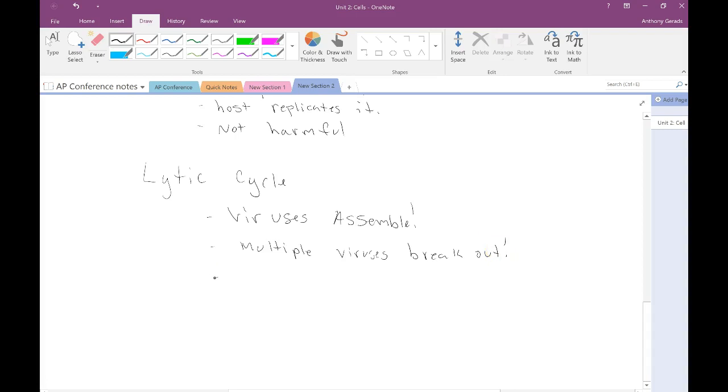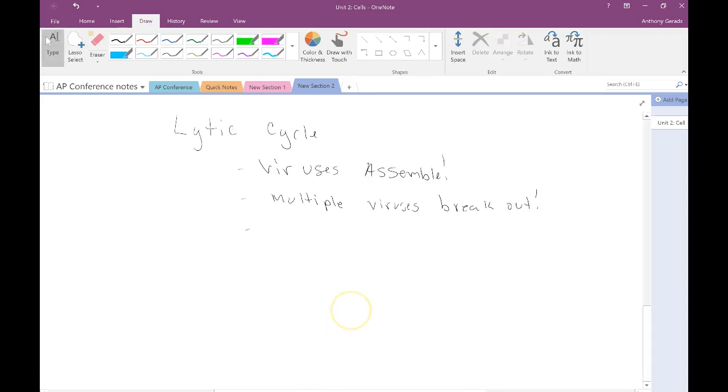And this is bad news, bears, because do you remember what happens to the cell when it does this? It dies. So it's called virulent, which means cell dies. Cell dies.